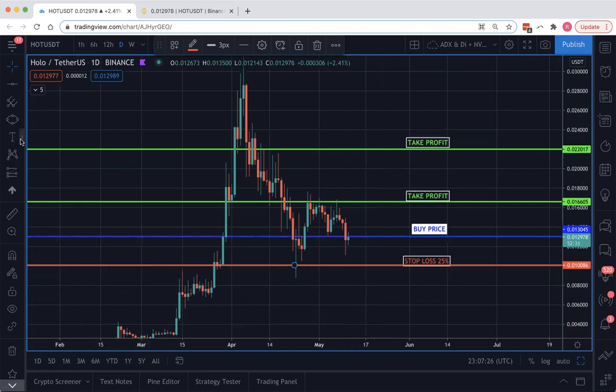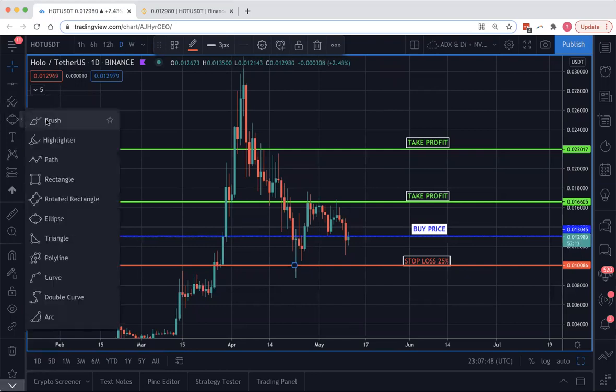Now, obviously, our trades are designed on the daily chart. So it's very rare that we'll get a stop loss or a take profit anytime in the next couple of days. It's going to take a few days for the trade to start working its magic.